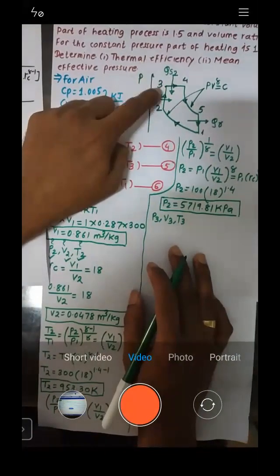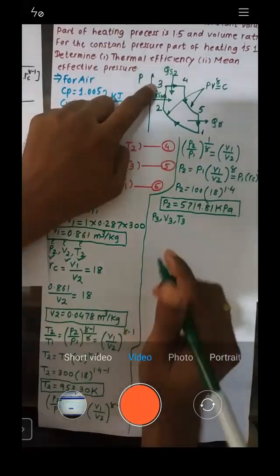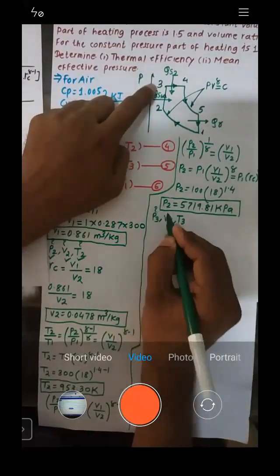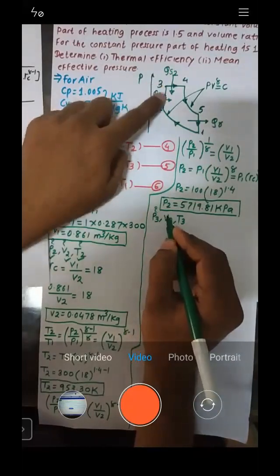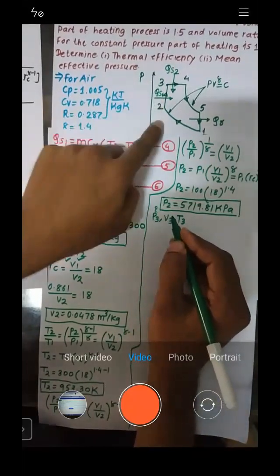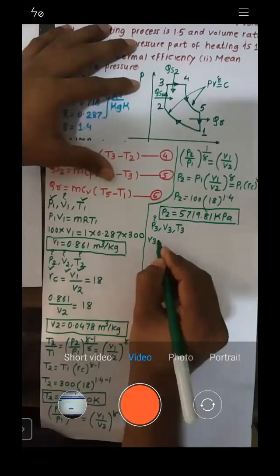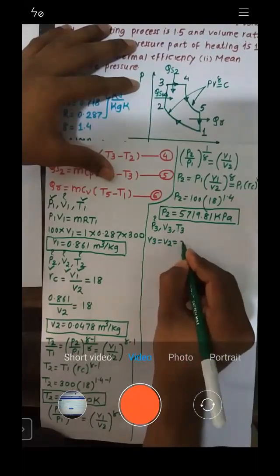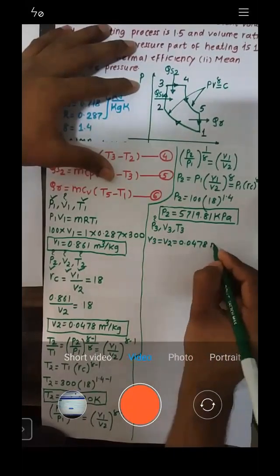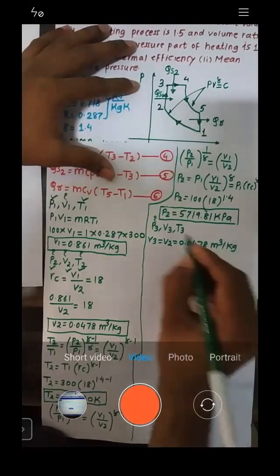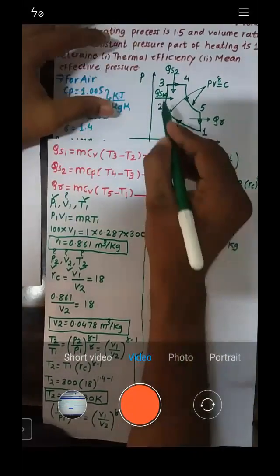Okay, P3 should be known to us. P3 is not known. V3, okay, what is the value of V3? V3 is same as V2. I'll just write down, V3 is same as V2, and that is nothing but 0.0478 meter cube per kg. See, V3 and V2 are one and the same.